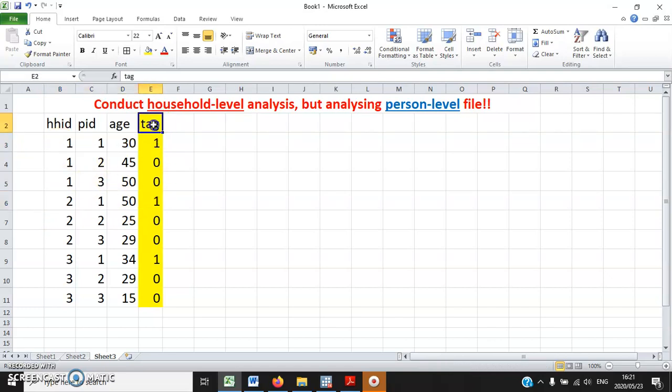This is why we want to create a tag variable. It is equal to 1 for the first person from a particular household. Then you can see it is 1, but 0 and 0. And then for the second household, the tag variable equals 1 for the first person from the second household, then 0 and 0. Similarly, for the third household, the tag variable equals 1 for the first member, and then 0 for the other 2 members.